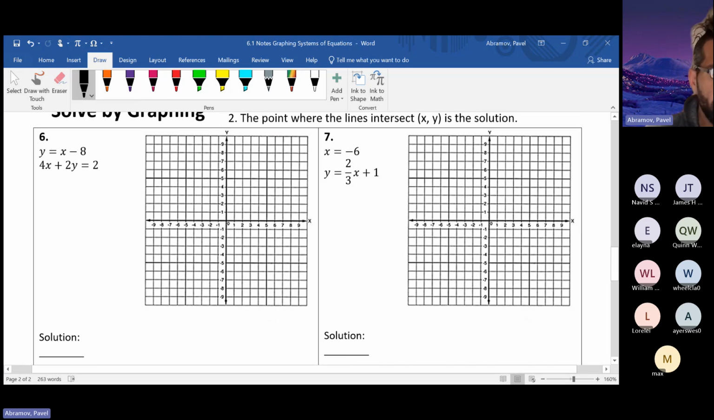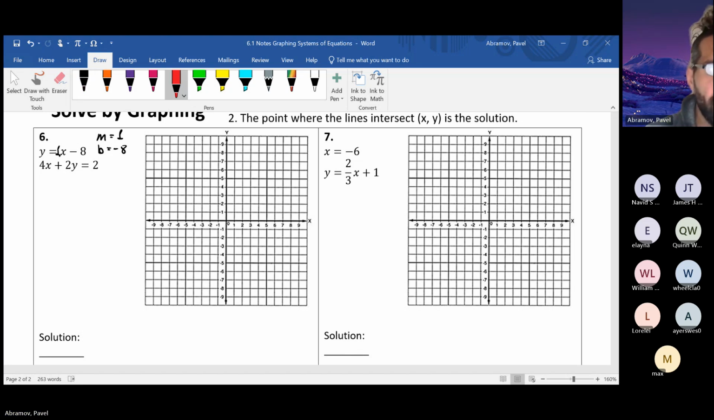So the first equation, as we can see, is already in y equals mx plus b form. And of course, we can imagine 1 out in front of x. So for the first equation, we already know that the slope is 1 and the y-intercept is -8. Therefore, we can graph this line. We're going to graph this in red. So we're starting at -8.